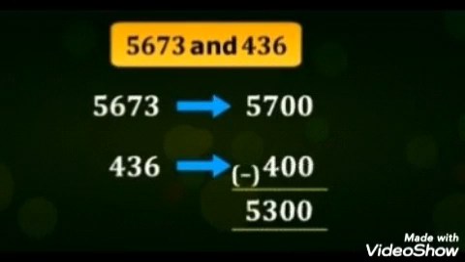Similarly, let us consider the numbers 5673 and 436. Let us estimate the rounded off values to the nearest hundreds. So 5673 nearest hundred is 5700. 436 nearest hundred is 400. Next, you have to subtract the numbers. So the answer is 5300.